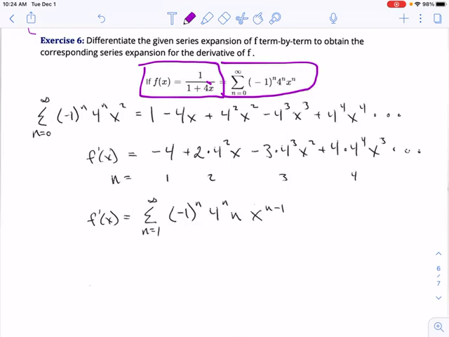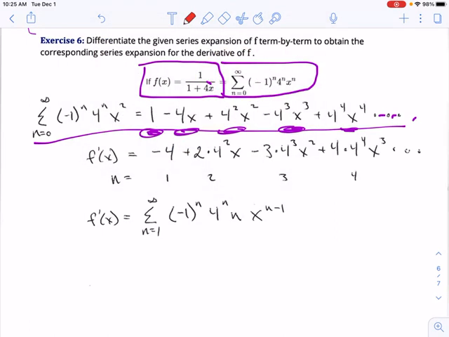First thing we need to do, if we're going to differentiate term by term, is we need to find the first few terms of this power series. And so that's what I'm doing here. I'm starting when n is equal to 0, n is equal to 1, 2, 3, 4, and so on. Then we simply differentiate term by term using the power rule, the most basic rule there is for finding a derivative.